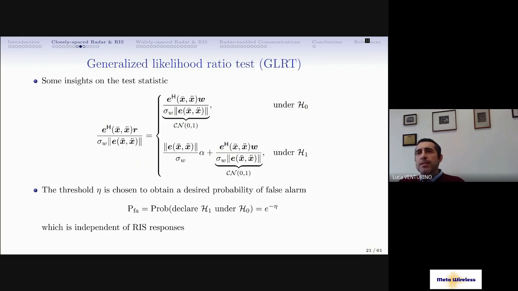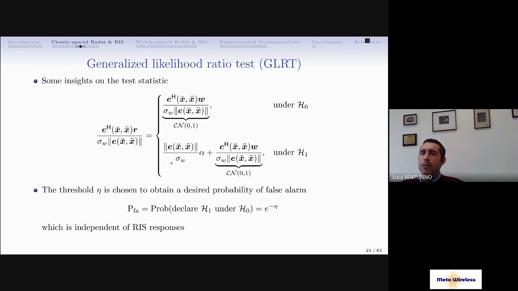So if we play a bit with this test statistic, we can easily see that, thanks to the adopted normalizations, under H0 what we have is just a complex Gaussian random variable with zero mean and unit variance. So we have a standard complex Gaussian random variable. Under H1, we have the same complex Gaussian random variable with zero mean and unit variance plus the signal term here. So if we exploit these properties of the test statistic, we can actually get a closed form expression for the probability of false alarm and for the probability of detection.